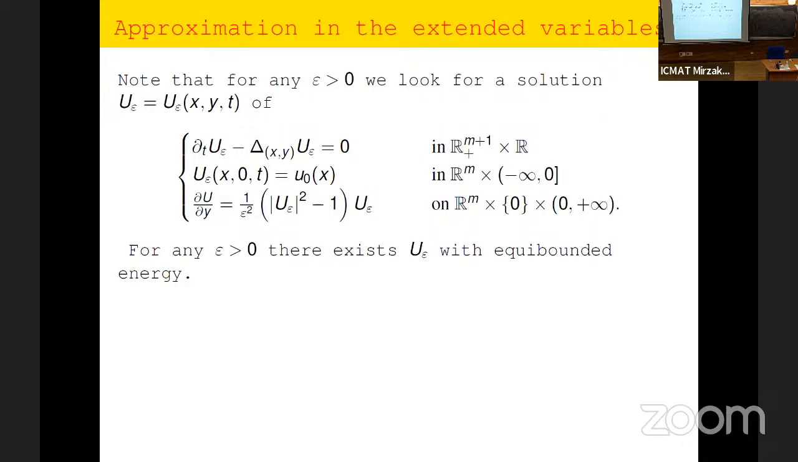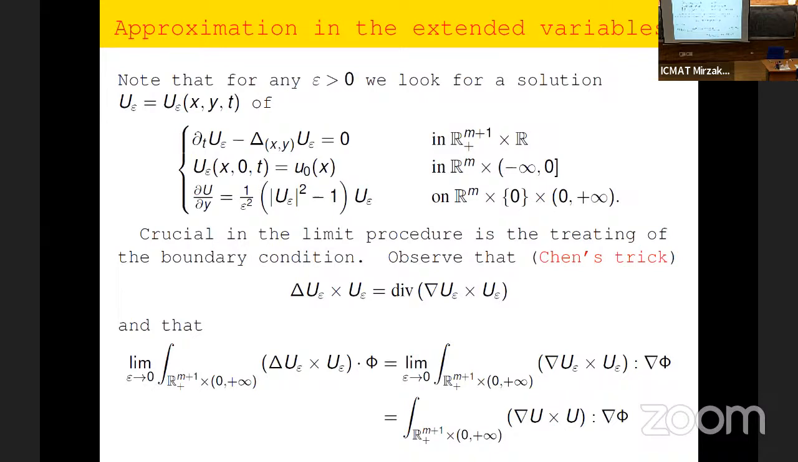Okay, so existence of a smooth solution for any fixed positive epsilon, it's something that you can do. But then you want to pass to the limit. And here, you may have some troubles, because you have this highly singular, nonlinear boundary condition, and so you may have problems in going to the limit.